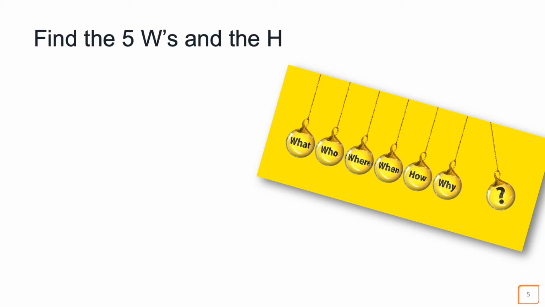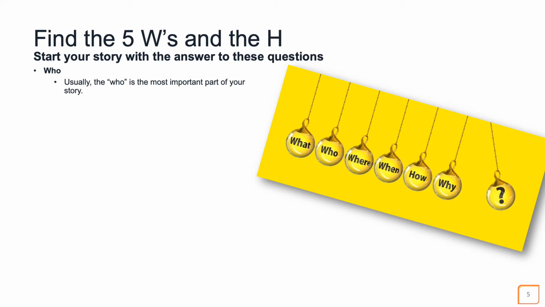So all inverted pyramid shaped thinking requires that you answer the 5 W's and the H. So if you remember those W's and H from grade school, they're back again and they're not going away for sure. So you want to start your story with the answer to those questions. Who? And that's going to be an important part of your story. Often the who does the action described in the story.